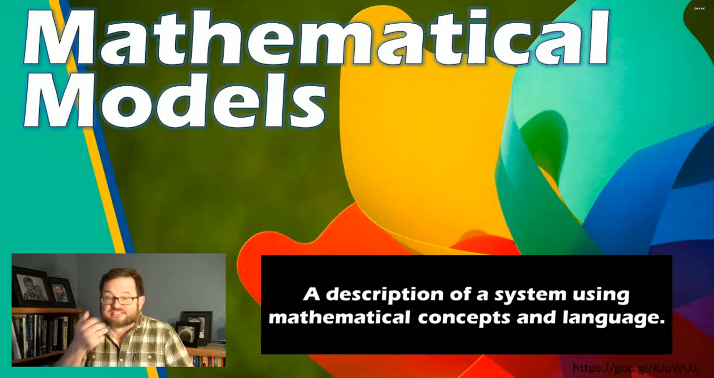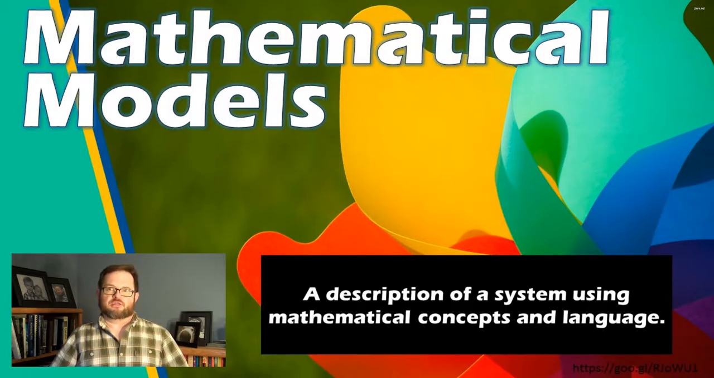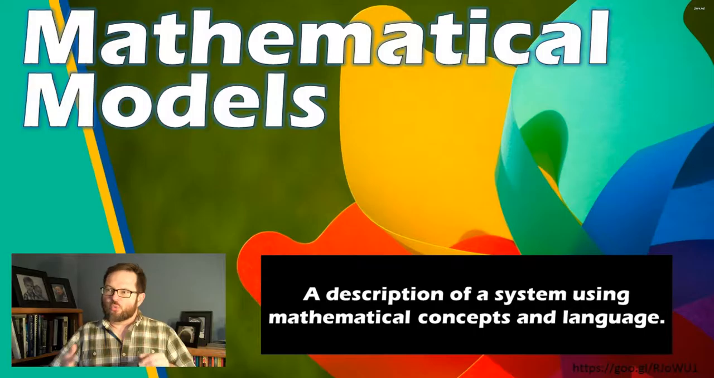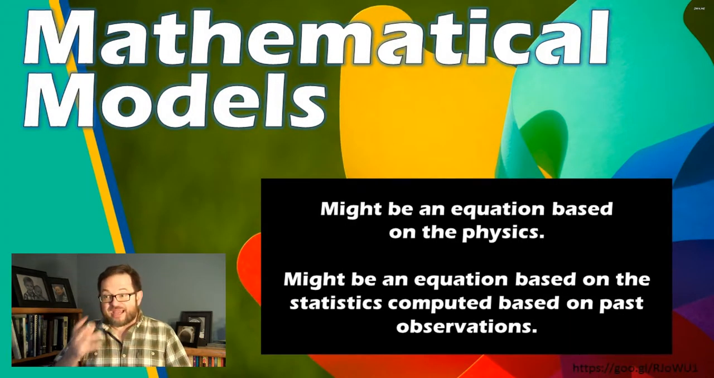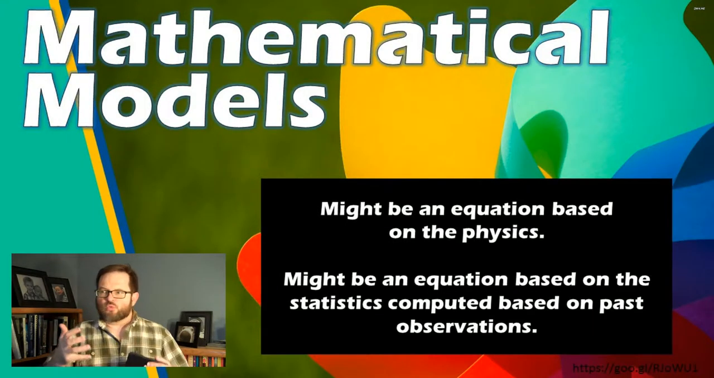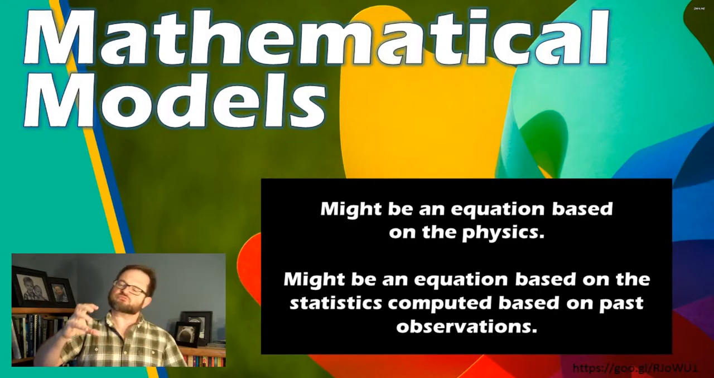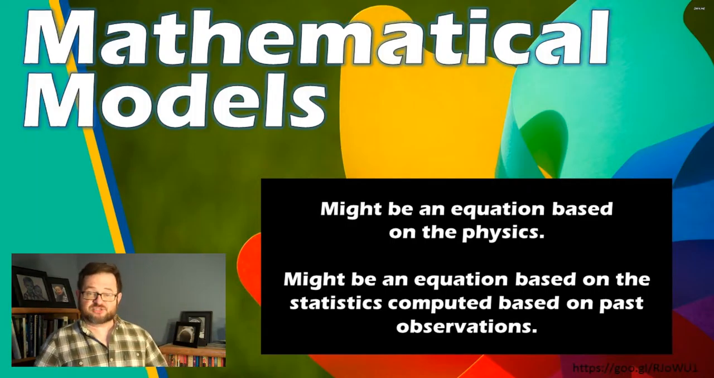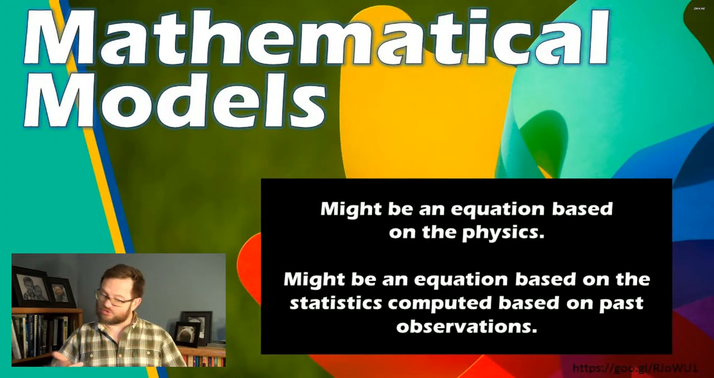Mathematical models are the description of a system, like the atmosphere, or a profile of the winds, that is based on mathematical concepts and mathematical language. We're going to be using things like algorithms and equations to describe what a system is doing. Now, this might be an equation based on the physics, where we are modeling a system because we know the magnitude of all the forces acting on the system, and then we can apply Newton's second law, F equals ma, and project forward where the system is going. That's a type of mathematical model.